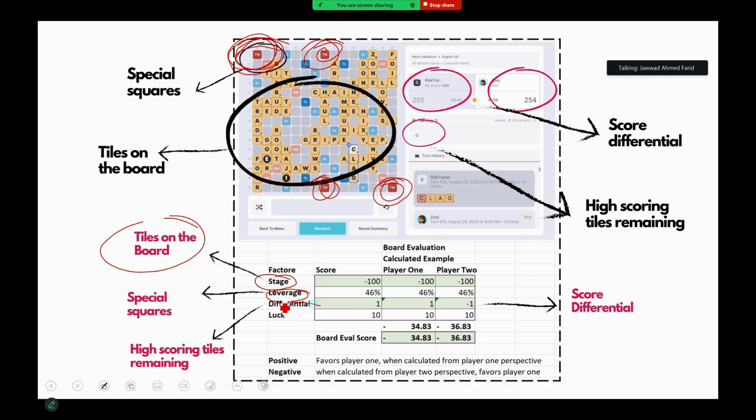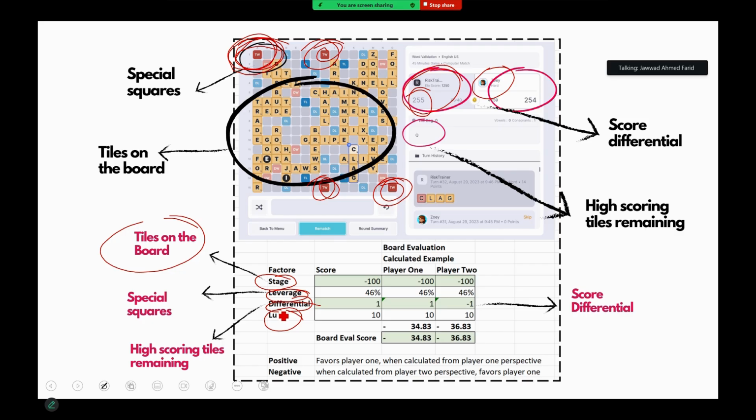Then the third piece is a differential between the two players. So in this case, wrist trainer, that's me, and my score is 255. Zoe is the computer. Zoe scores 254. The differential is just a single point. And then the last element is luck.